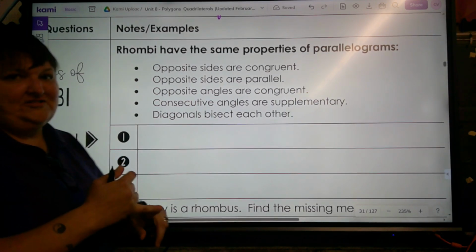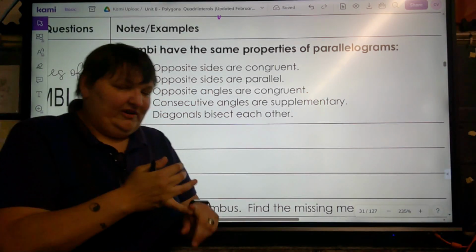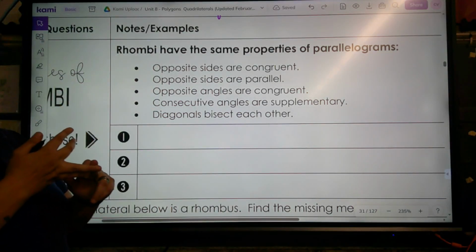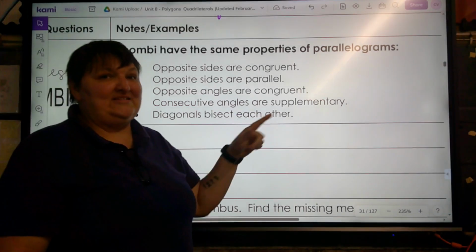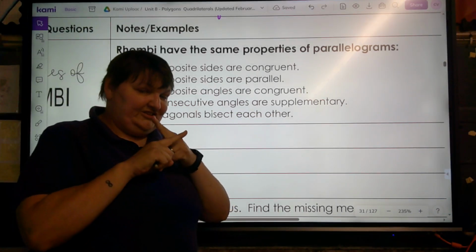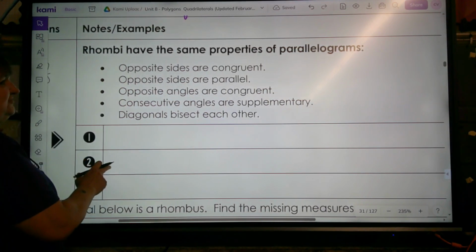All right, rhombi have the same properties as parallelograms. So opposite sides are congruent, right? Opposite angles are congruent. Consecutive angles are supplementary, which means they have to equal 180. And diagonals bisect each other, which means they cut each other in half, right? We're adding a few new rules.